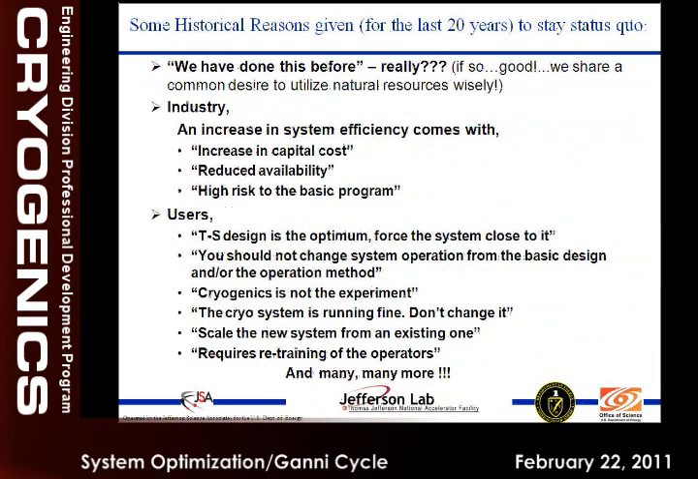And when we try to tell this, oh, we have done it, but there's nobody there who can show where they have done it. But what were the arguments they used to say? Oh, an increased system comes with increased capital cost, reduced availability, high risk to the basic program. That's what the industry said. The users' TS design is the optimum, force the system to TS. You should not change the system operation from the basic design and the operating method.